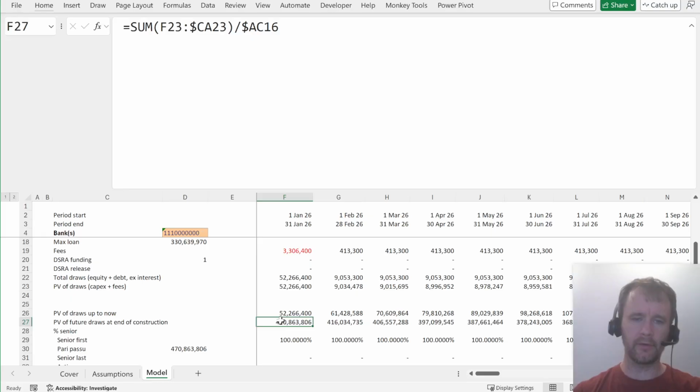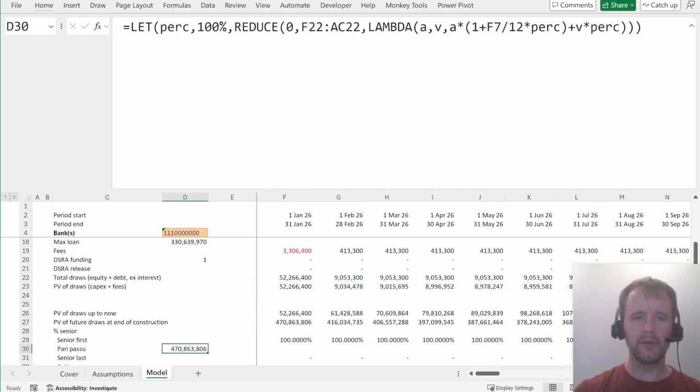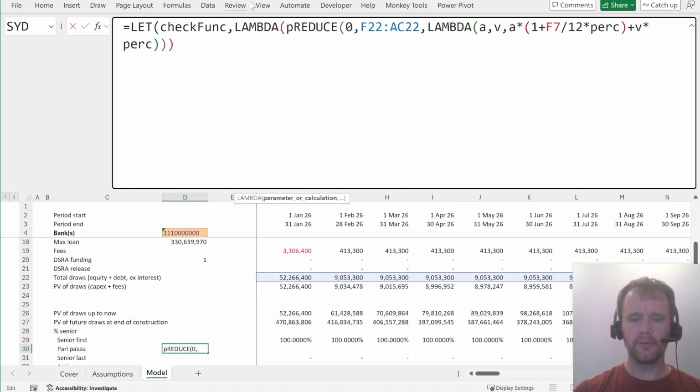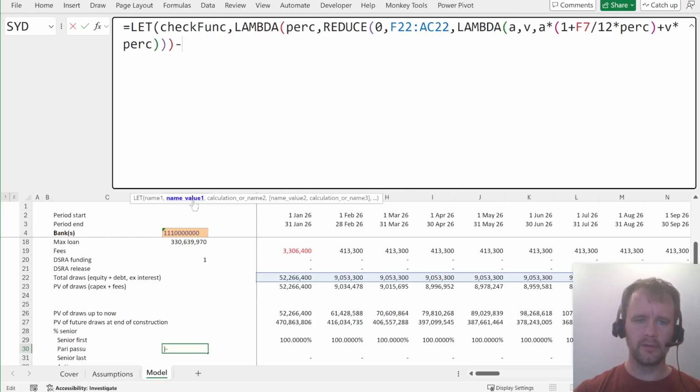So this is the scenario where I said all future draws, the value of those accumulated to the end of construction time. But now if I put in a value in between, like 50%, then we get that. So now what I want is actually to convert this into a function. So I'm going to say let, we'll call it, I don't know, check func, be lambda of percent, give me all this stuff, minus this target here.